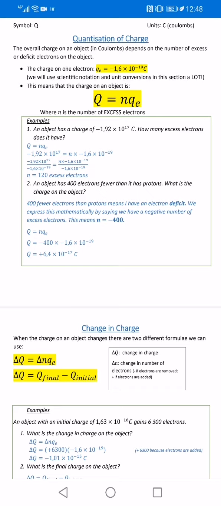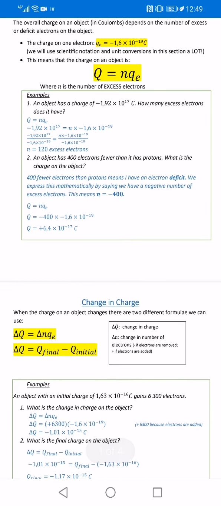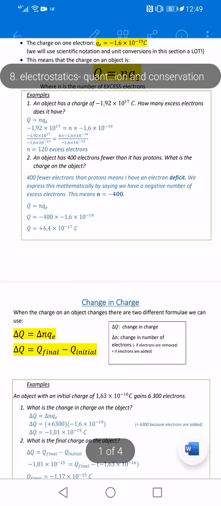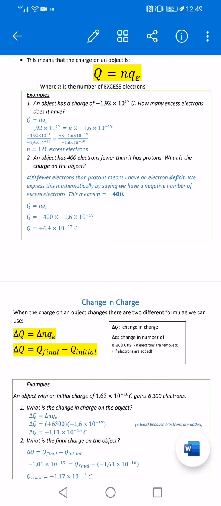You can't get a fraction of an electron. Okay, then question 2: an object has 400 electrons fewer than it has protons. What is the charge on the object? So this 400, they've told us we've got 400 fewer electrons than we've got protons.